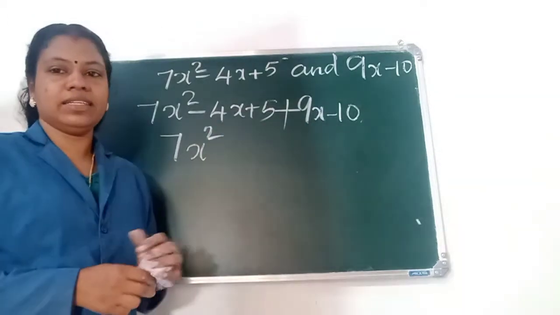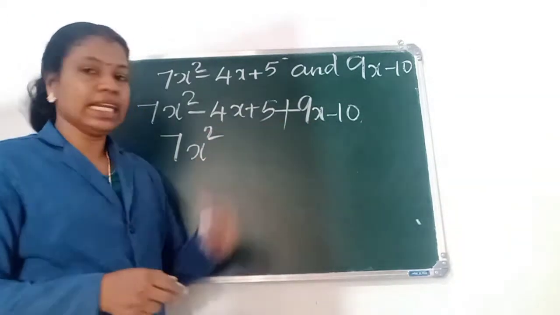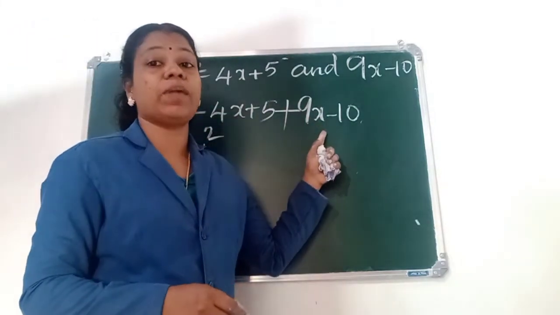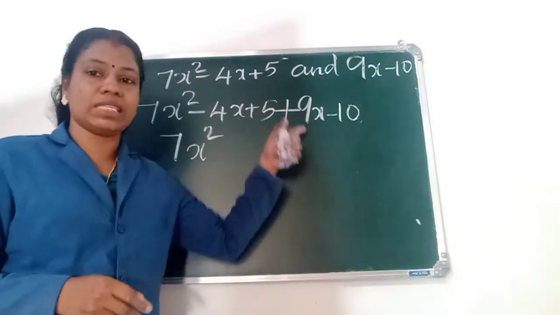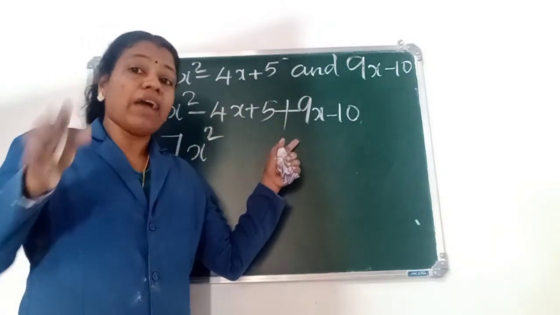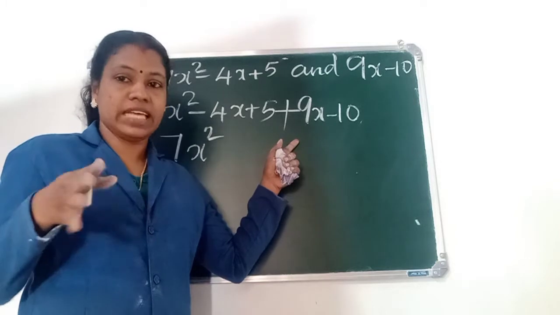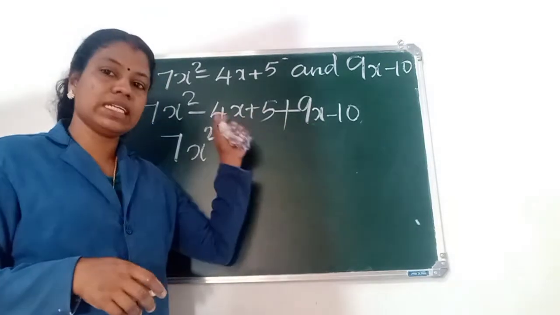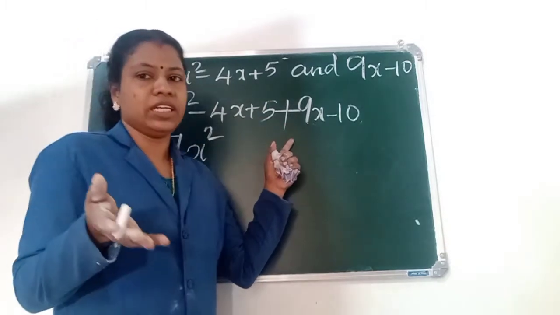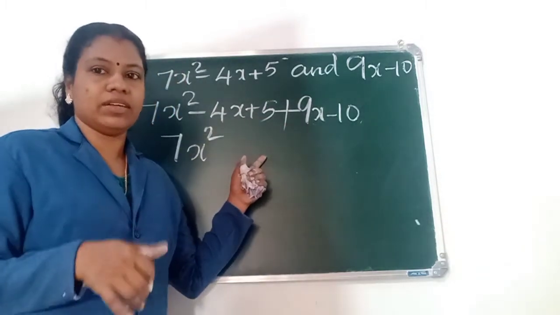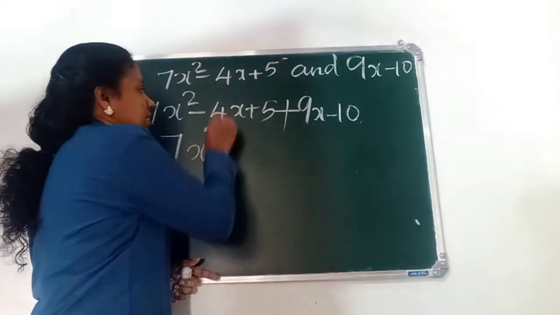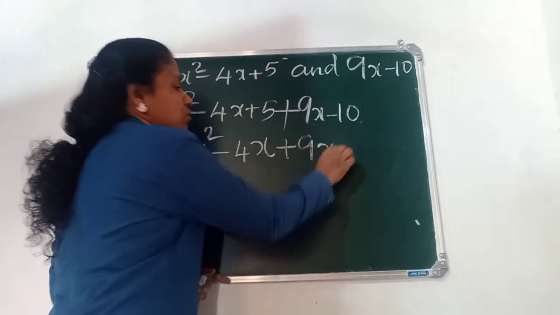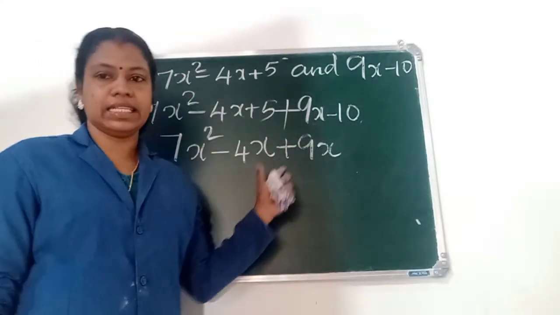Now look at the remaining terms. Is there any like terms? Yes, here minus 4x and here we have plus 9x. So these two terms are like terms. Like terms means having the same variable and the same powers. Okay, so here the variables are the same. Constants are different, no problem. That need not be equal in a like term. So just take the like terms minus 4x plus 9x together. Just write down the like terms together.